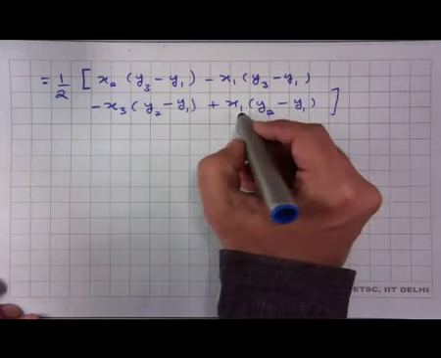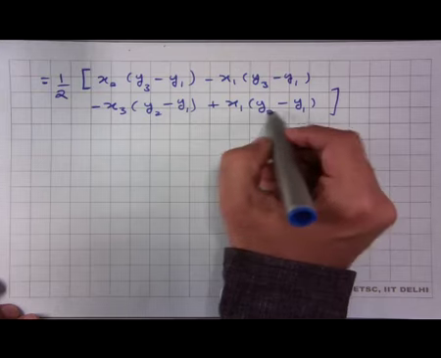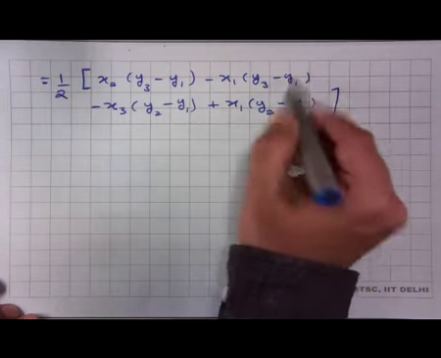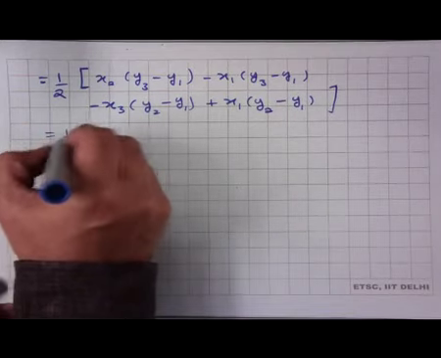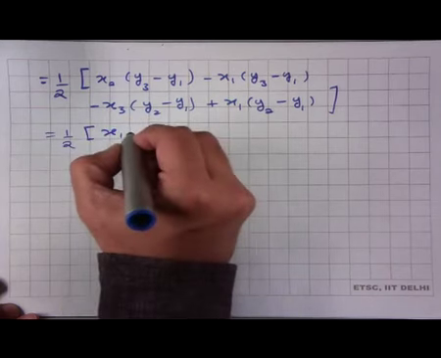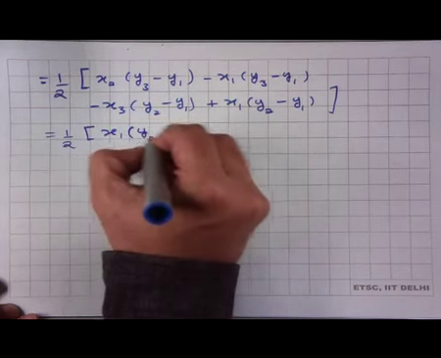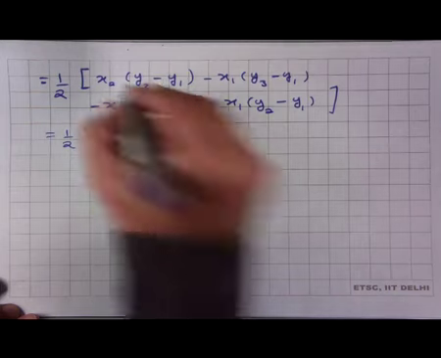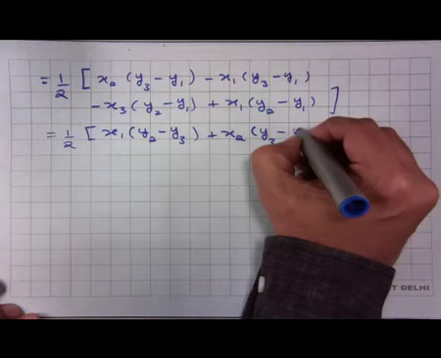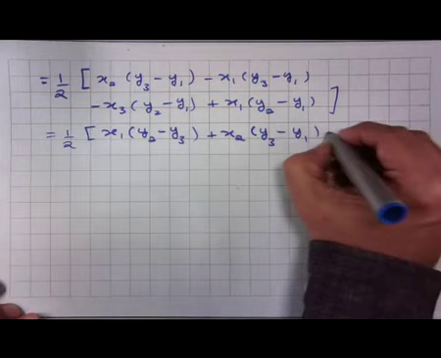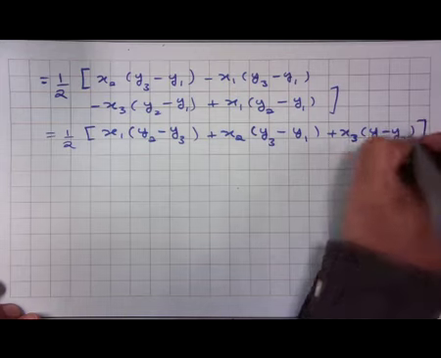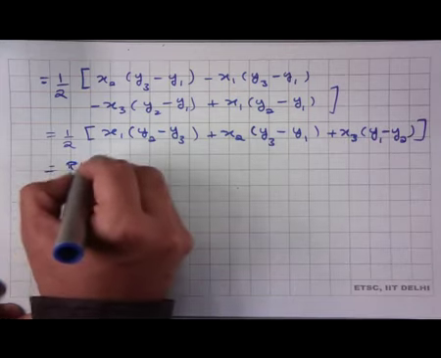So the coefficient of x1 is going to be y2 minus y1 minus y3 plus y1. So these y1s will cancel. So this is half x1 (y2 minus y3) plus x2 (y3 minus y1), and then just changing the sign over there, plus x3 (y1 minus y2). And this is what we wanted to show.